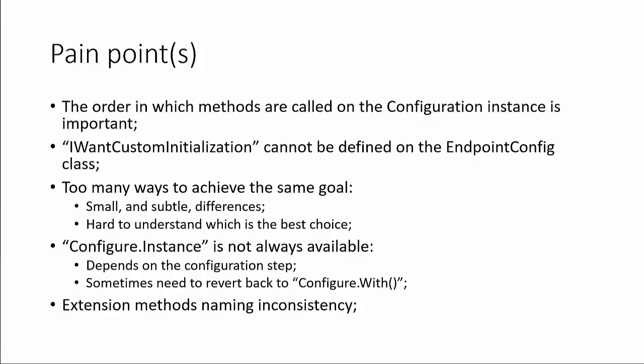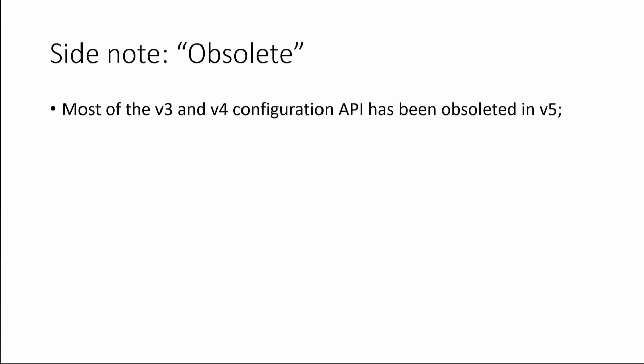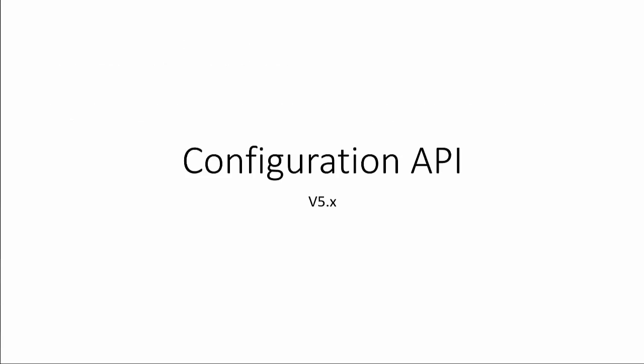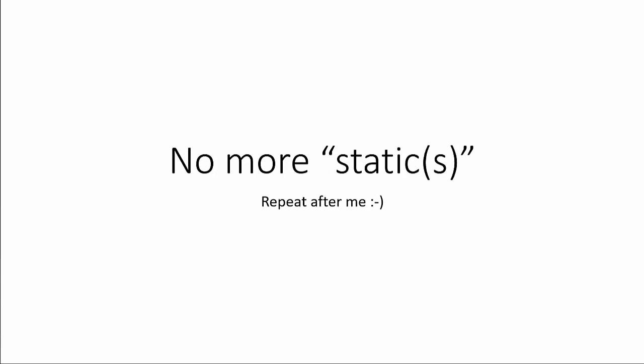The other side note is that we basically obsolete most of the configuration API in V5, and we are happy now to introduce the new configuration API. And just repeat after me. We have no more statics. There are no more static methods or static properties in order to start up a new configuration and to deal with the configuration at all.